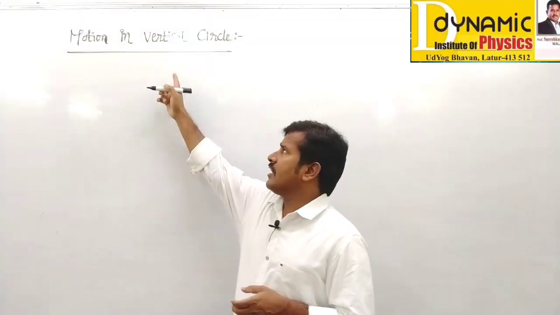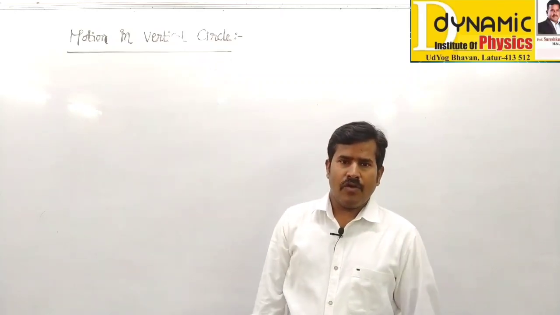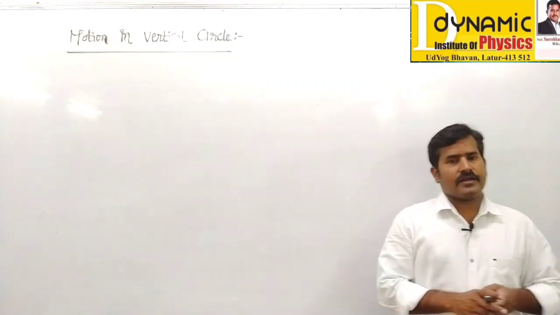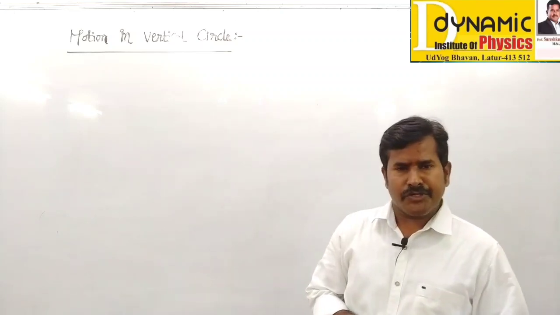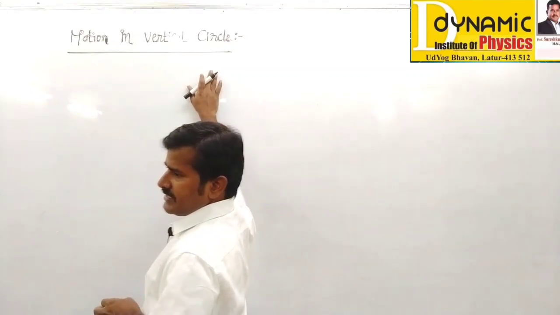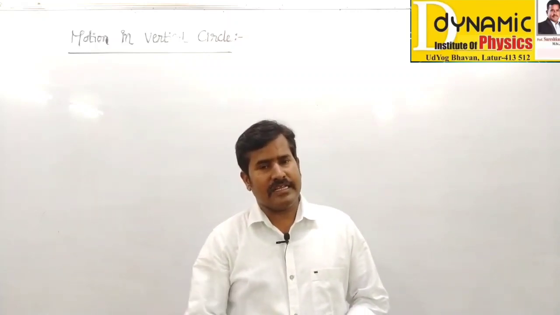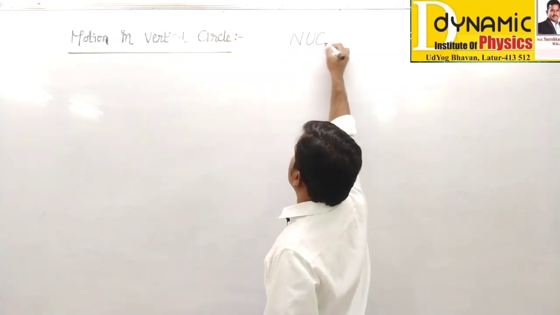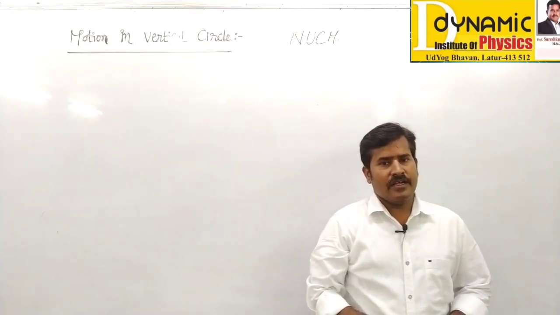In the last class, we discussed the concept of motion in a vertical circle. This is a very interesting topic, and slightly confusing. What is vertical circular motion? Vertical circular motion is an example of non-uniform circular motion, NUCM.